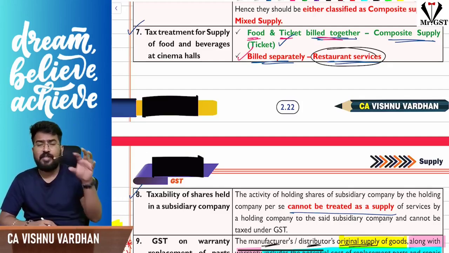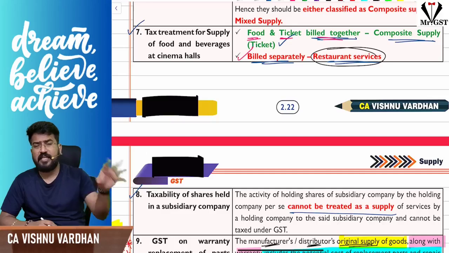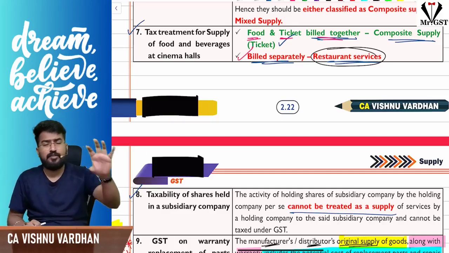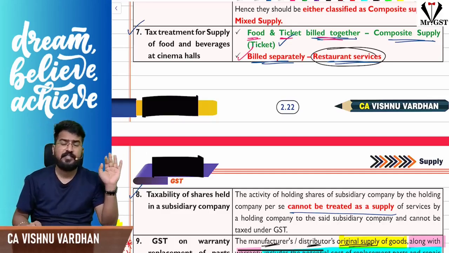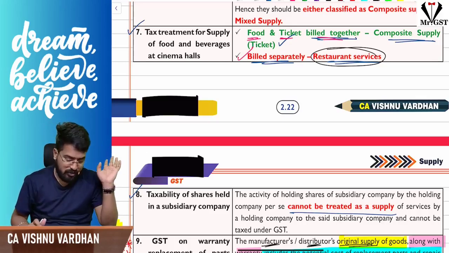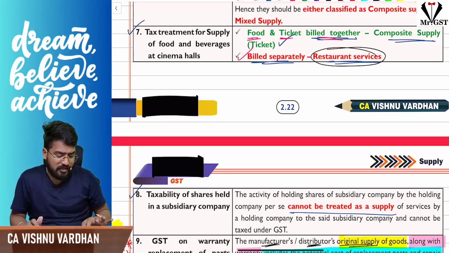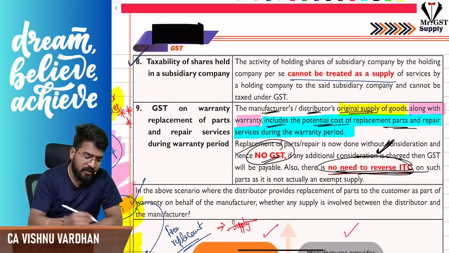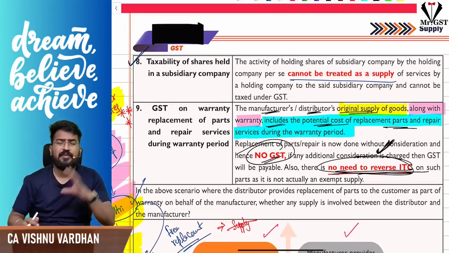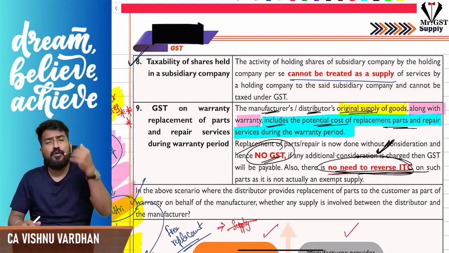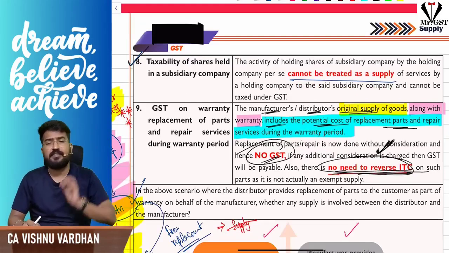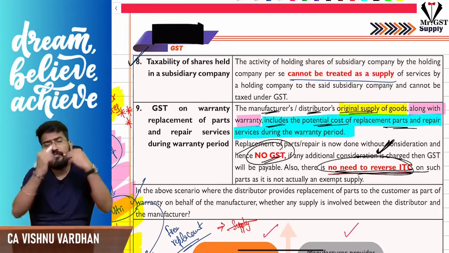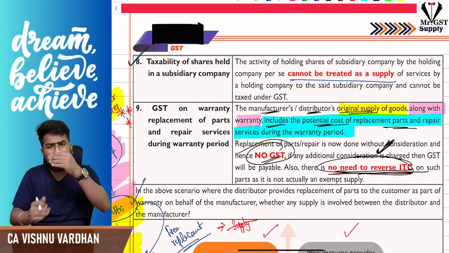Now food and beverages are charged separately, ticket is charged separately. So food and beverages, treat it like restaurant services and tax it accordingly. That is what the point. Right? So next, point 8, taxability of shares held in a subsidiary company. There was a doubt here. Sir, holding shares in a subsidiary company, is it a supply? Holding shares in a subsidiary company, how it becomes supply? Mere holding of securities, does it become supply?